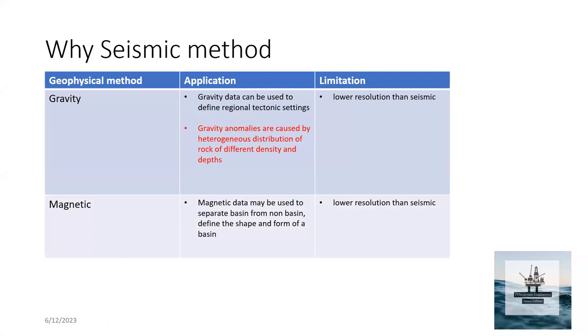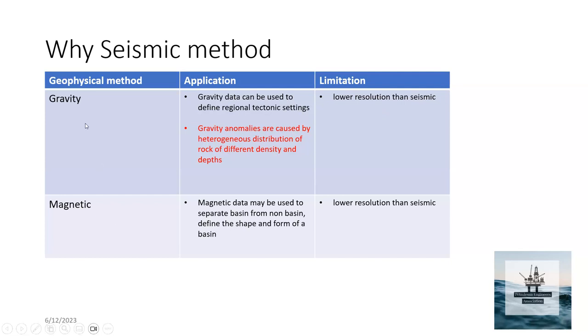Okay, a quick comparison between the different methods so we can know the advantages and disadvantages of each one and why you specifically use seismic in oil and gas exploration. For the gravity method, for example, gravity data can be used to define regional tectonic settings because gravity anomalies are caused by heterogeneous distribution of rocks of different densities and depths. So due to the variation in the density and the depths of the rock, the gravity reading gives the anomaly. A limitation of the gravity method is that it has lower resolution than seismic, and it is used for regional scale studies. So its resolution is weak. It's not as high as seismic.